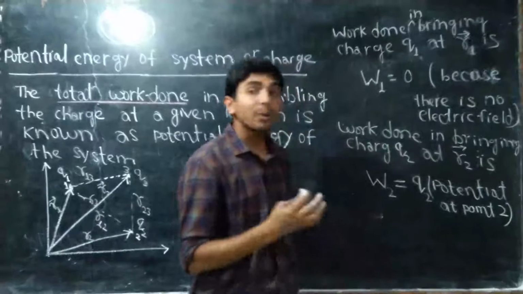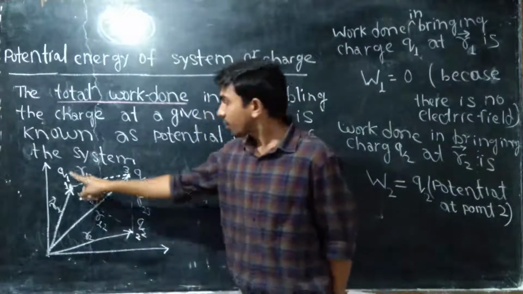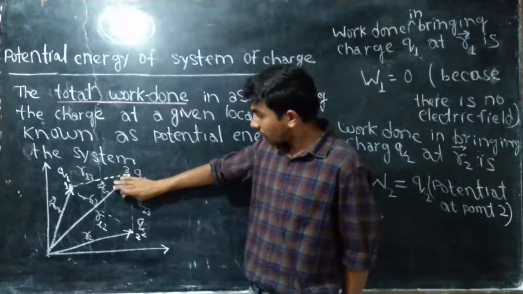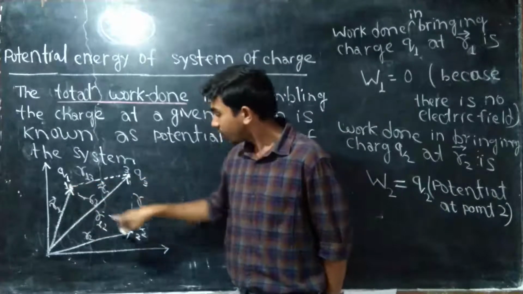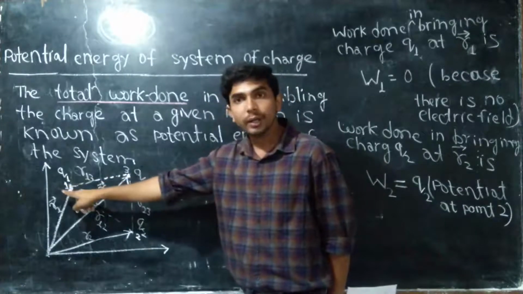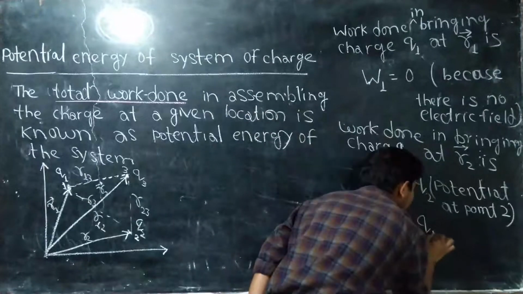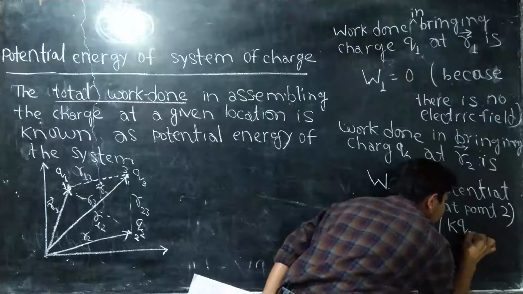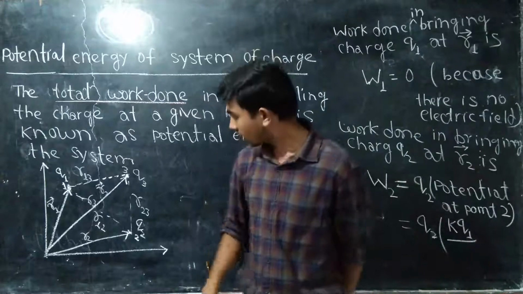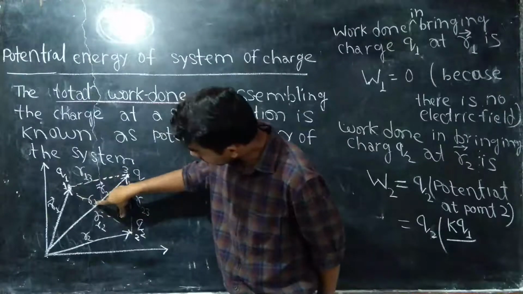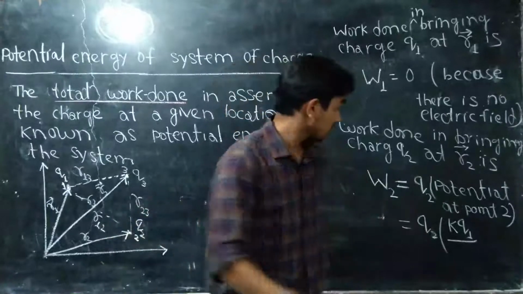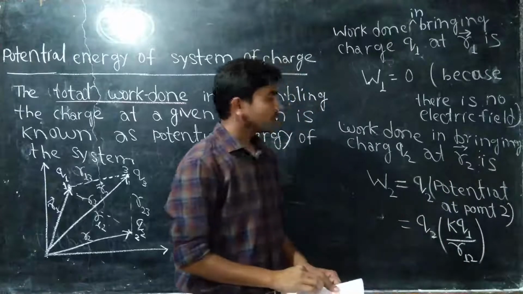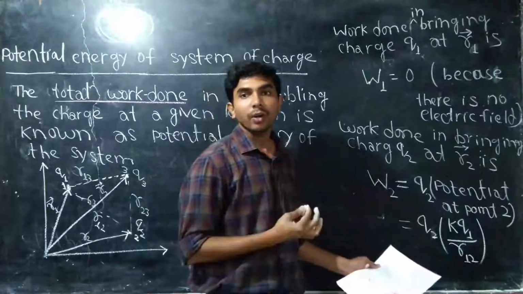So how much is the value of potential? First I bring charge 1 and then I bring charge 2, so only charge 1 is present. The potential at this point will be only due to Q1, and you know that potential is KQ1 divided by R, and this distance is R12. So this amount of work is needed to bring charge 2.